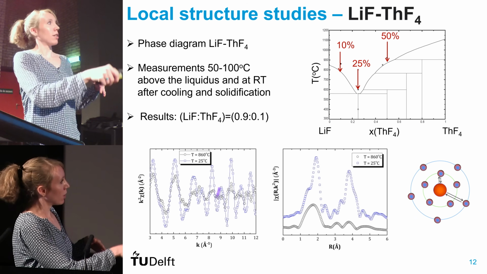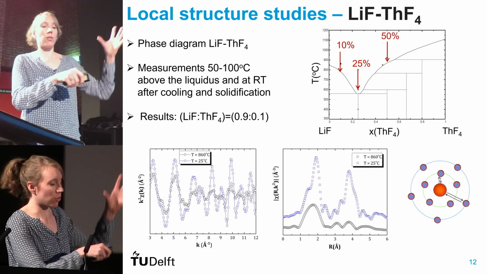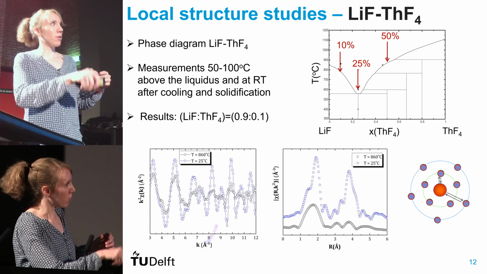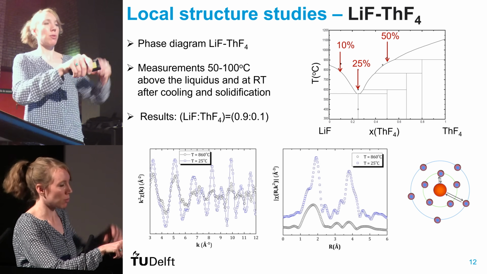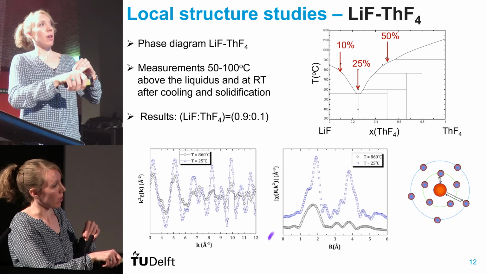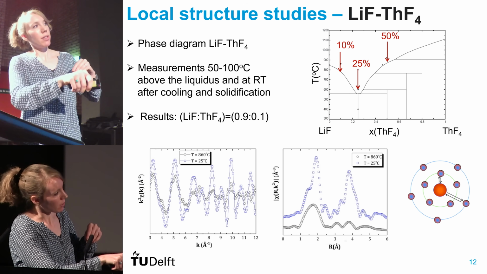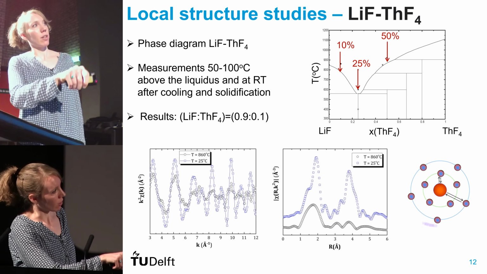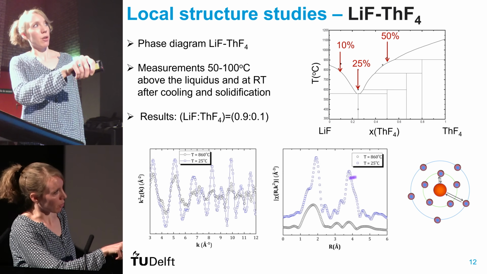So this is the EXAFS signal. It's not so straightforward to interpret. So we make a Fourier transform of the signal, and then we get this one, which you saw also before. And so you have the thorium here, and here the radial distance from the thorium, and you see the first coordination shell here, and the second coordination shell here.